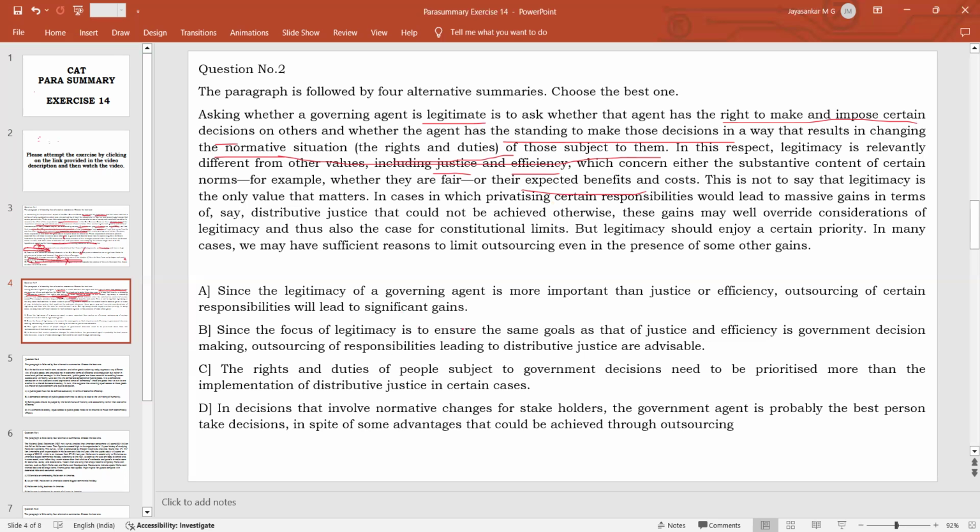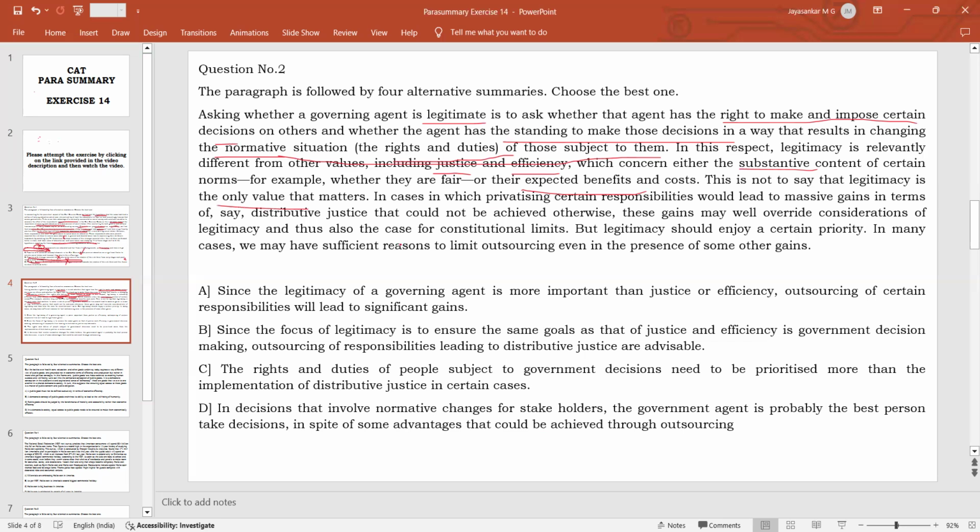So legitimacy is different from justice and efficiency. And substantive content means important content. Substantive means important. So when the substantive content has certain norms, whether they are fair or whether they are efficient. So here we are talking about the two other concepts, justice and efficiency, that governing agents need. Justice is talking about fairness, efficiency is talking about cost benefit analysis. And the passage says that legitimacy is not the only value that matters. Legitimacy is definitely important because it is talking about the authority as well as the eligibility of the people taking the decisions. But justice and efficiency are also important.